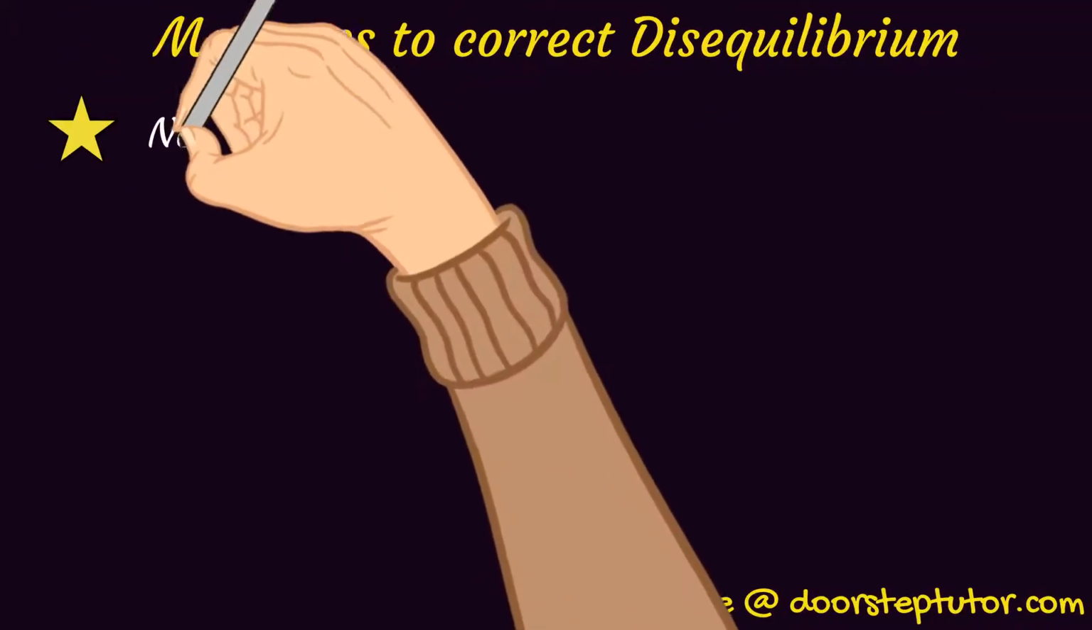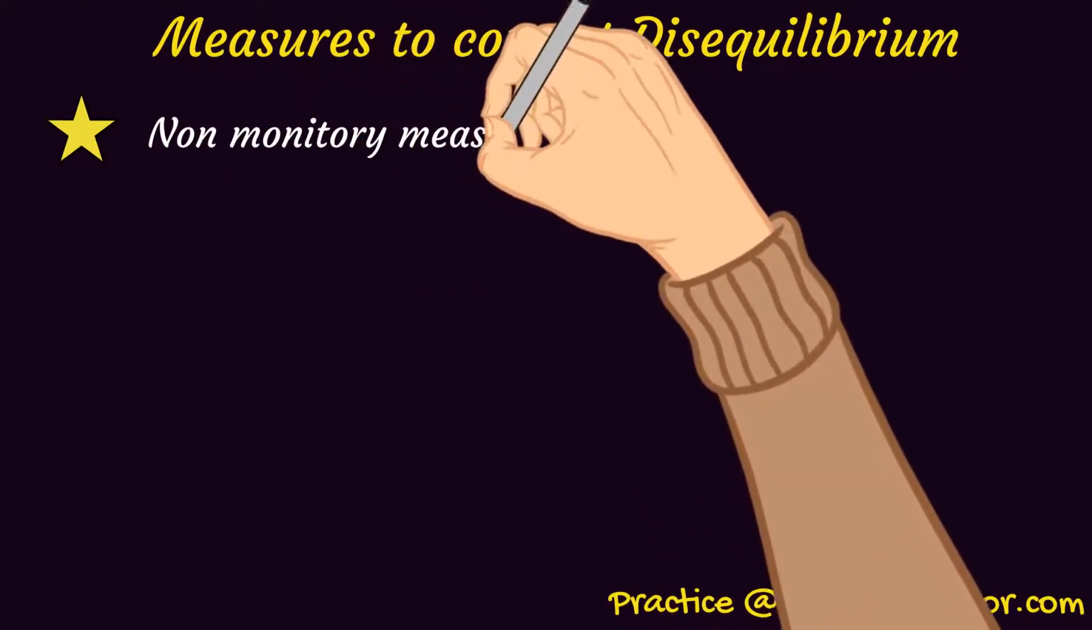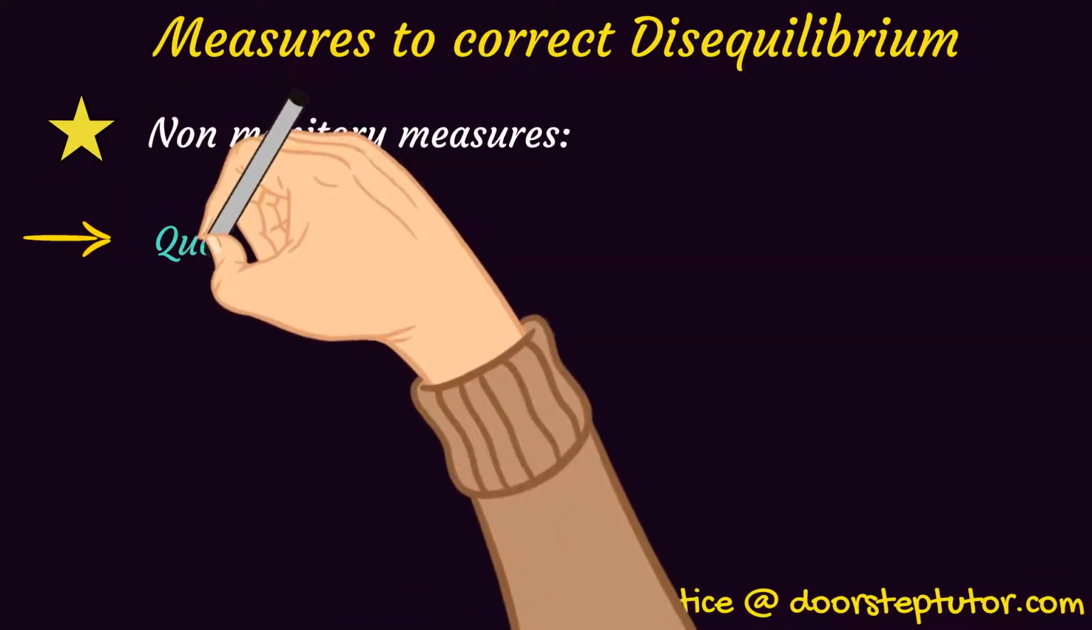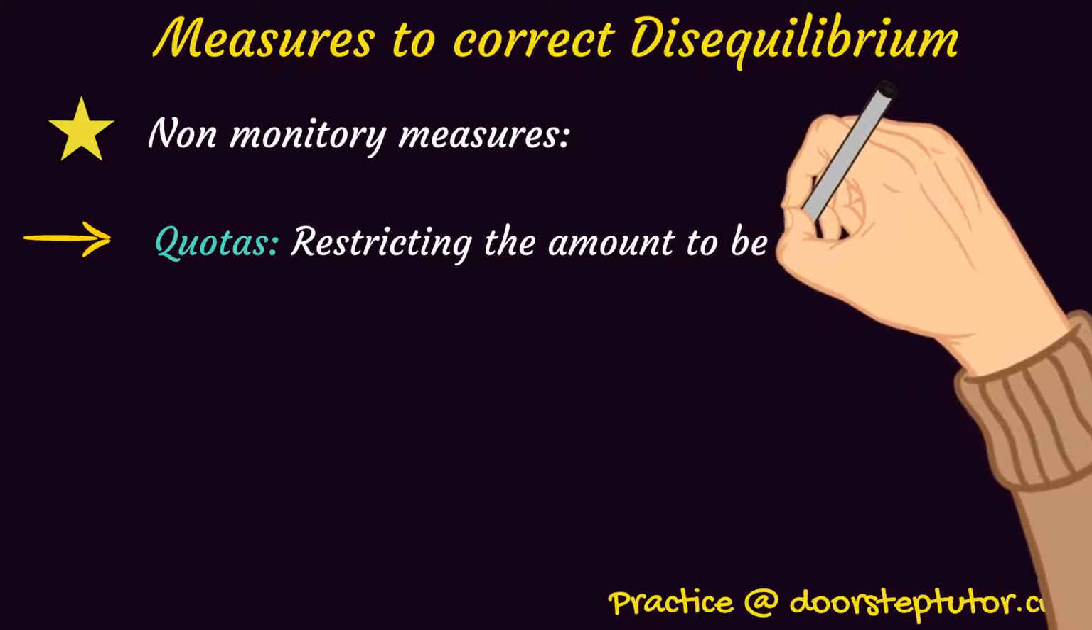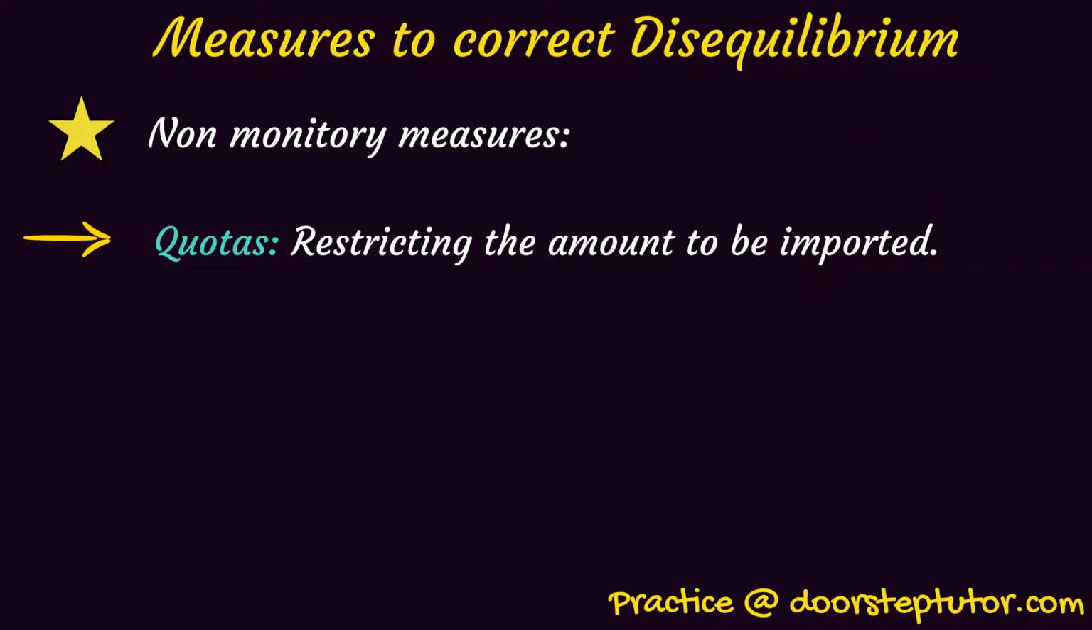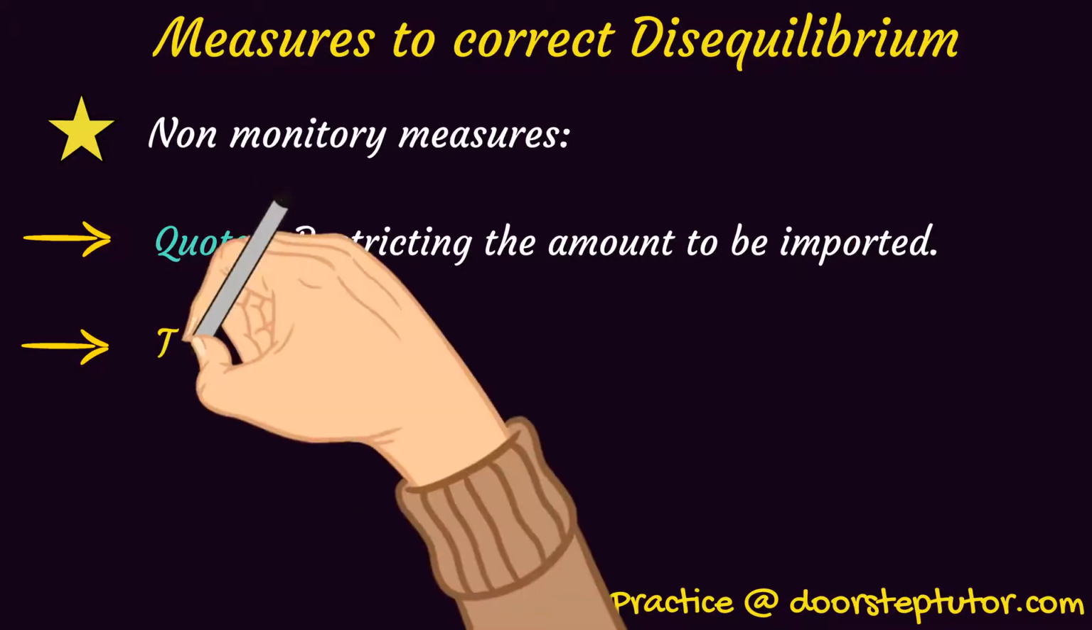The other is the non-monetary measures. Basically, it includes the quotas. Quota, what is a quota? Basically, it is restricting the amount to be imported from foreign countries, right? We put a restriction on how much quantity will be imported, right? Then also tariffs.